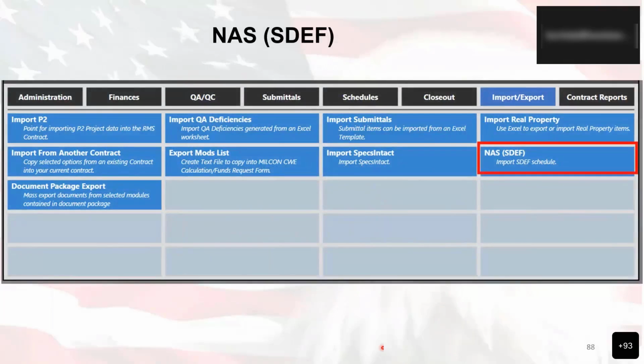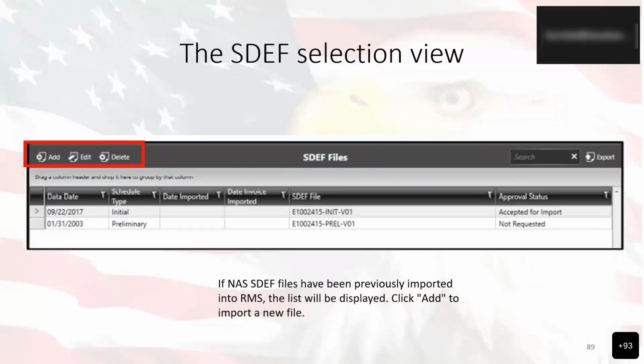For the NAS system, we'll go ahead and click on the NAS SDEF option, network analysis option. That'll bring us to our SDEF selection view. If NAS SDEF files have already been previously imported into RMS, the list will be displayed. You can click Add to import a new item as well. Each row displays a few columns of the data for quick reference.